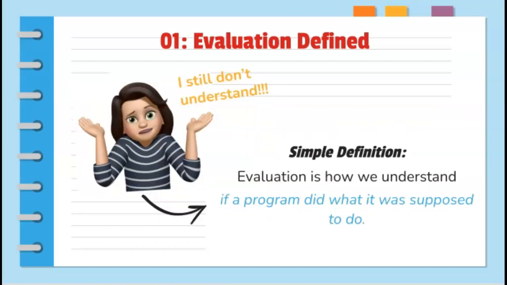Let's do one more definition of evaluation. This one is where we simplify it to its most basic form. Evaluation is how we understand if our program did what it was supposed to do. Now, there's many forms of evaluation that you can do to determine whether the program did what it was supposed to do or if specific aspects of the program did what they were supposed to do, but essentially, evaluation tells us, did our program do what it was supposed to do? And in some cases, how well did it do what it was supposed to do?